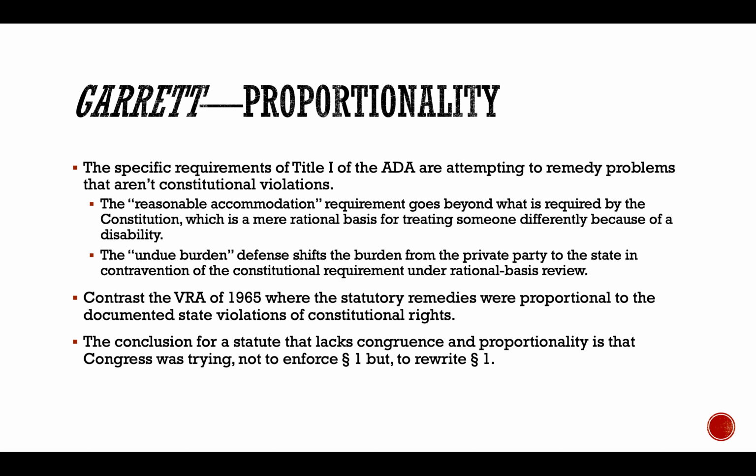Because the congruence and proportionality requirements are not met here, to uphold the Act's application to the states would allow Congress to rewrite the 14th Amendment law laid down by this court in Cleburne. Right? So just like the accusation in Boerne was that Congress was trying to rewrite the law of the Free Exercise Clause from Oregon versus Smith in its RFRA statute, here the court seems to be making a similar conclusion. Congress is trying to rewrite the Equal Protection Clause jurisprudence that is represented in Cleburne by passing this ADA Title I statute.